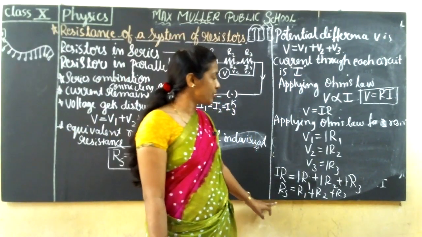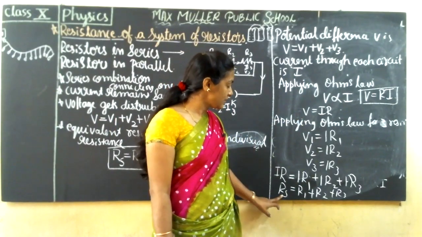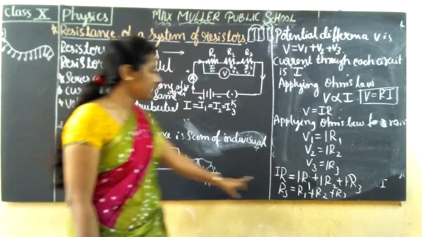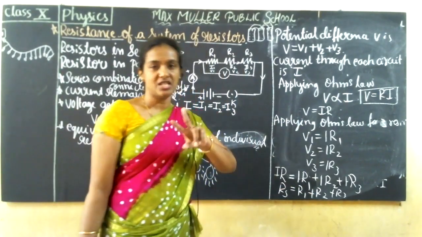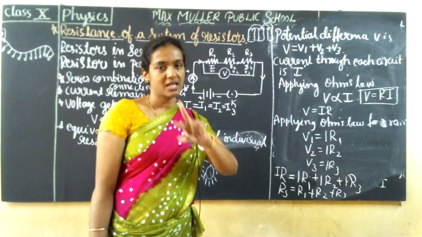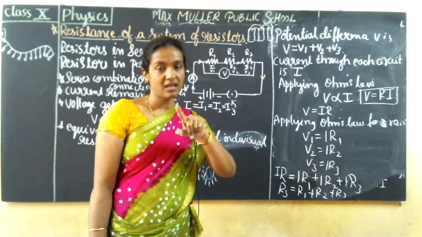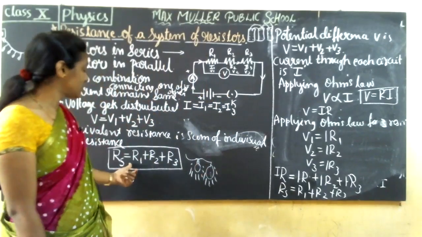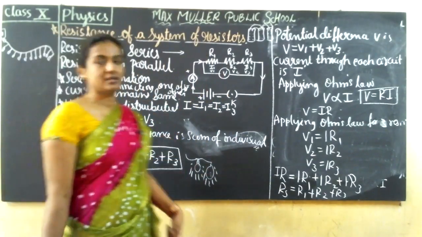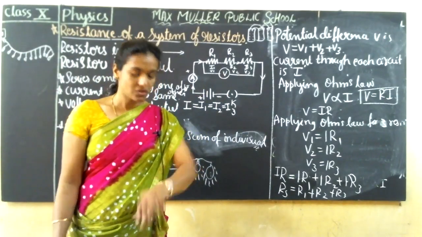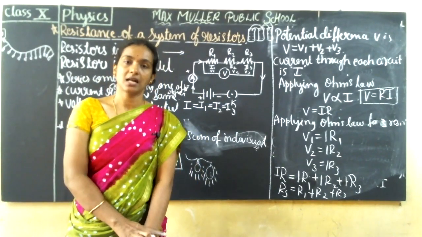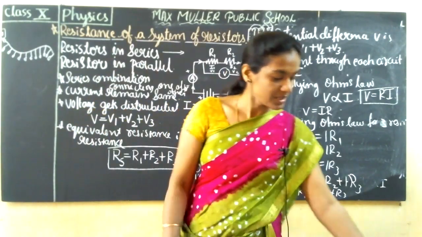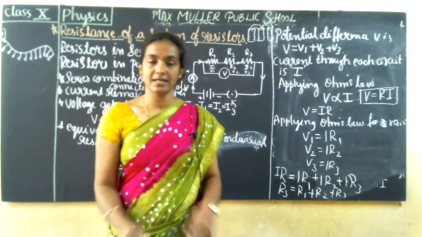When resistors are combined in series, how do you find the total resistance? By adding the individual resistances. This is how you got here, with only two conditions: current remains the same, voltage gets distributed. By using them, you can say Rs is equal to R1 plus R2 plus R3, guys. Clear? I hope this concept is clear for you guys.